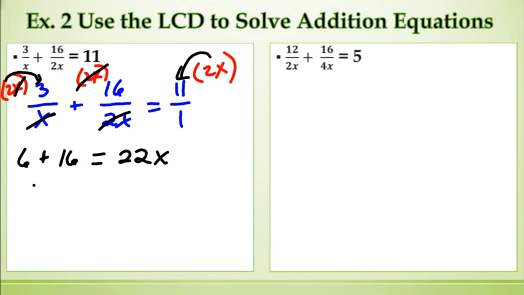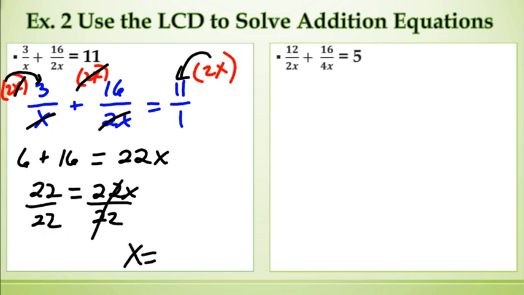Add like terms over here. 6 plus 16 is 22 equals 22x. Get x by itself. Divide by 22. Therefore, x will equal 1. And I can verify that if I put 1 in for x, I won't get an extraneous solution. If I put a 1 here, that gives me 3. Put a 1 here, that gives me 2. So 3 divided by 1 is 3. 16 divided by 2 is 8. 3 plus 8 is 11. So therefore, x can equal positive 1.